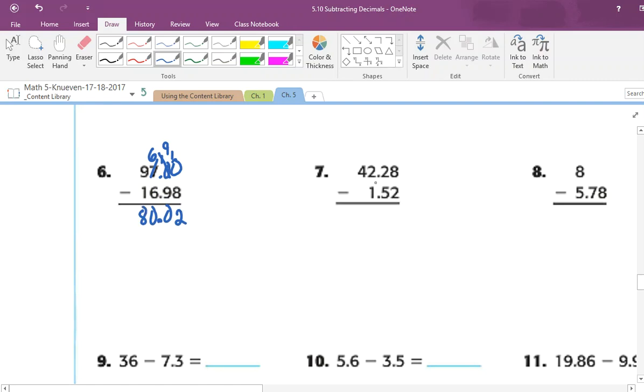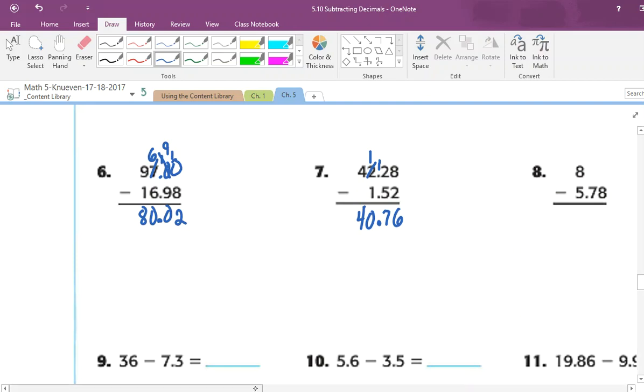Number 7, 2 from 8, we get 6. 5 from 2 I cannot do, so I have to borrow from the digit to its left. I borrow 1, so that becomes a 1, and now this 2 becomes a 12. 5 from 12, we get 7. I bring down my decimal point so I don't forget to do it later. 1 and 1 I get 0, and 4 minus 0, or nothing below, is 4. So 40.76.